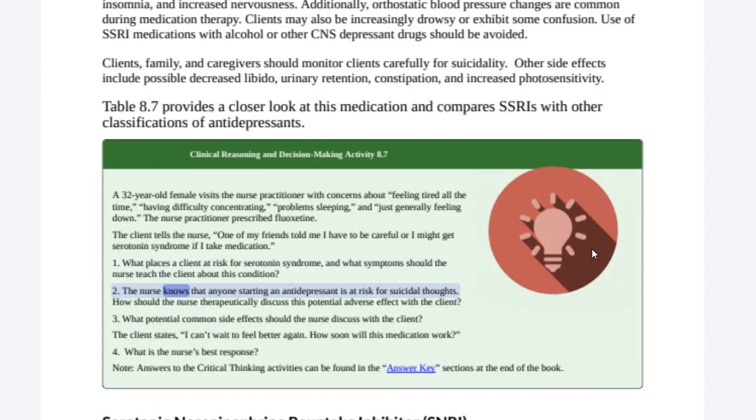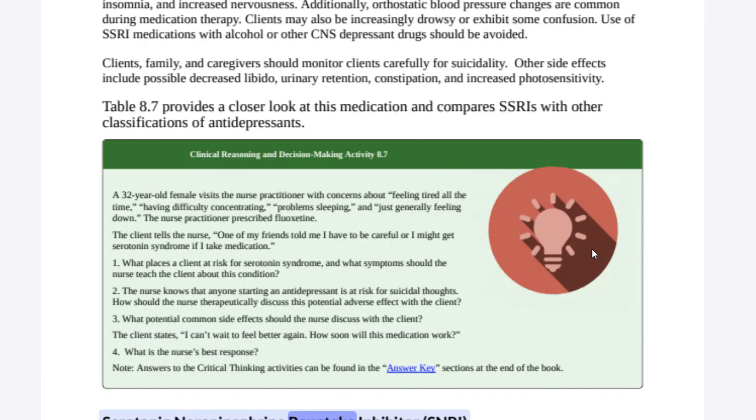2. The nurse knows that anyone starting an antidepressant is at risk for suicidal thoughts. How should the nurse therapeutically discuss this potential adverse effect with the client? 3. What potential common side effects should the nurse discuss with the client? The client states, "I can't wait to feel better again. How soon will this medication work?" 4. What is the nurse's best response?